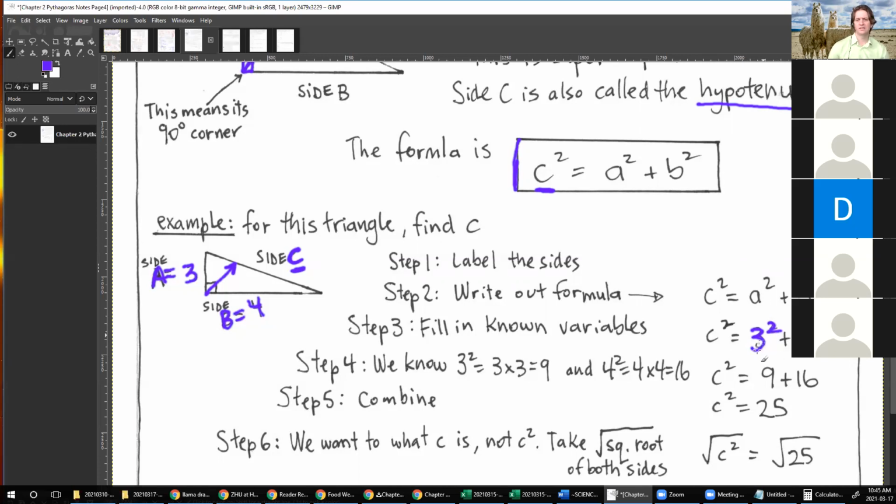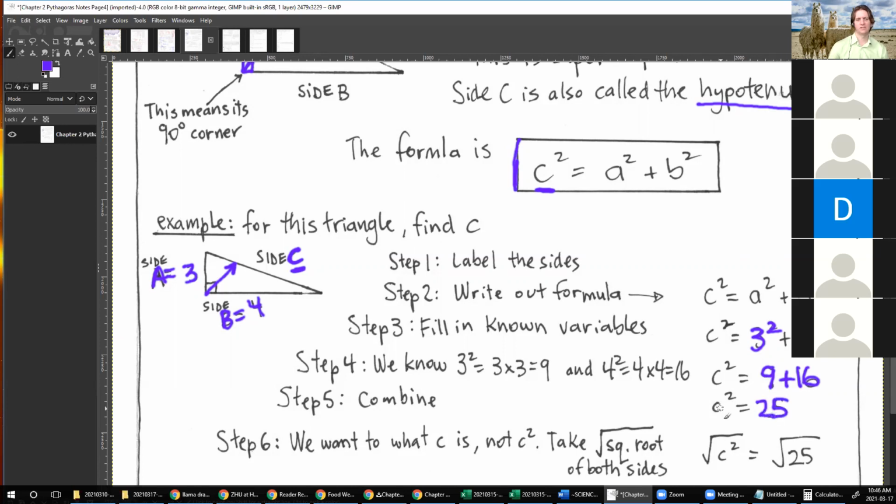3 squared, that means it's 3 times 3, right? We talked about that in page 1. 3 times 3 is 9, so I'm going to just replace 3 squared with 9. I'm going to simplify it again. And 4 squared is like 4 times 4, which is 16. I'm going to simplify these too. I can combine these, it's no problem. 9 plus 16 is 25.